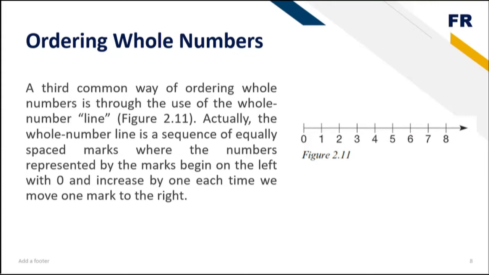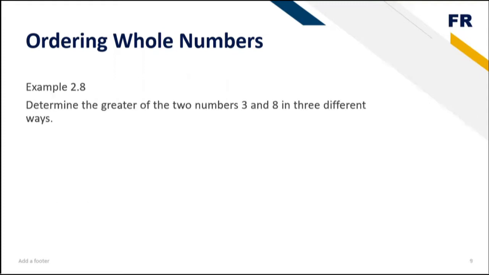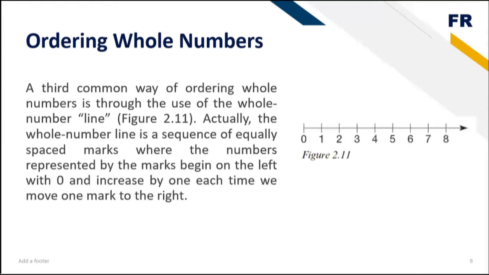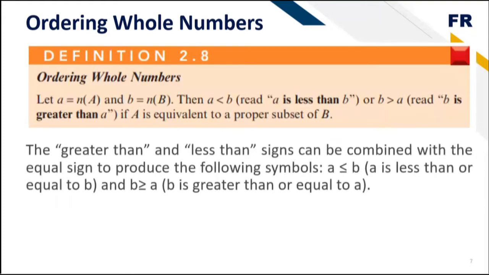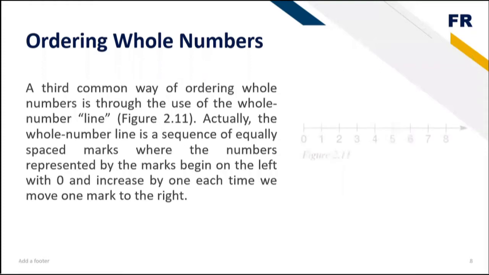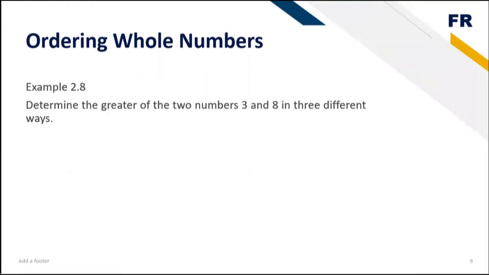Okay, so meron tayong 3 ways of ordering whole numbers. Yung isa ay by counting chant. Then yung isa naman one-to-one correspondence or by using sets. And the third ay yung tinatawag natin na whole number line. Okay, example 2.8. Determine the greater of the two numbers 3 and 8 in 3 different ways.